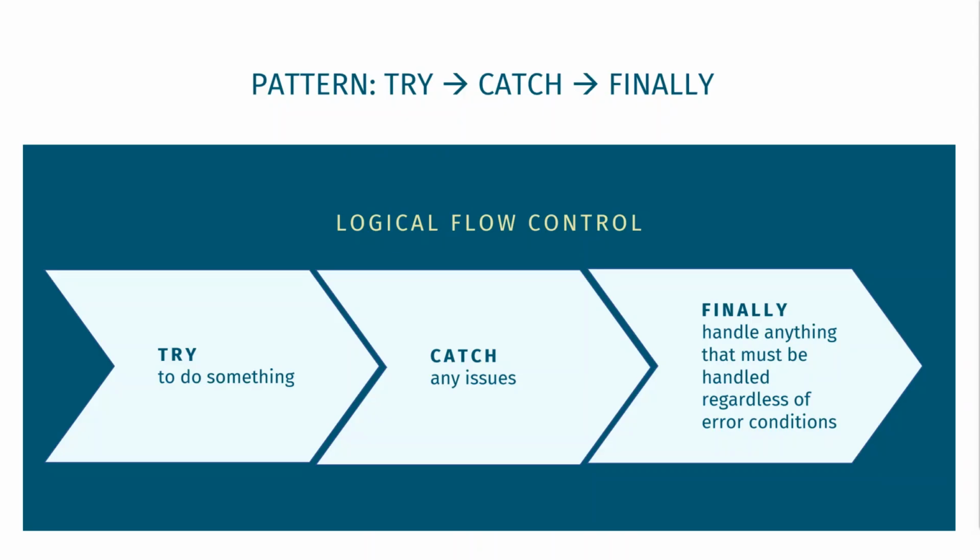So kind of this try, catch, finally idea. If you've written code, you're familiar with it. If you haven't written code, you've maybe seen it in some samples of code, or maybe you've heard it mentioned before. But the idea is that we're going to attempt to do something. If something fails, we're going to catch those errors and let somebody know. We're going to raise the roof. So we're going to catch those issues. And then finally, we're going to handle anything that has to be handled regardless of error conditions.